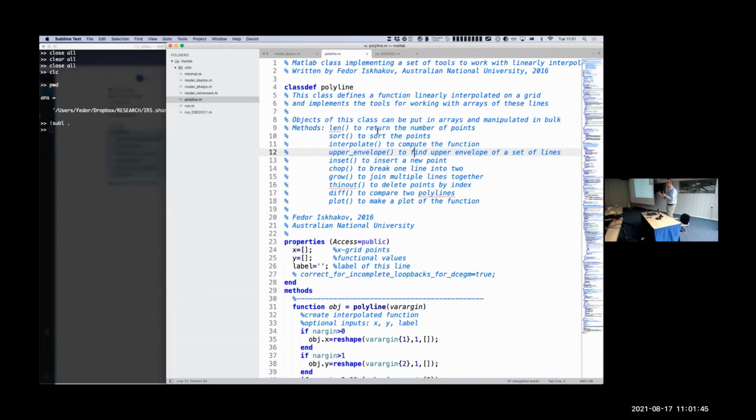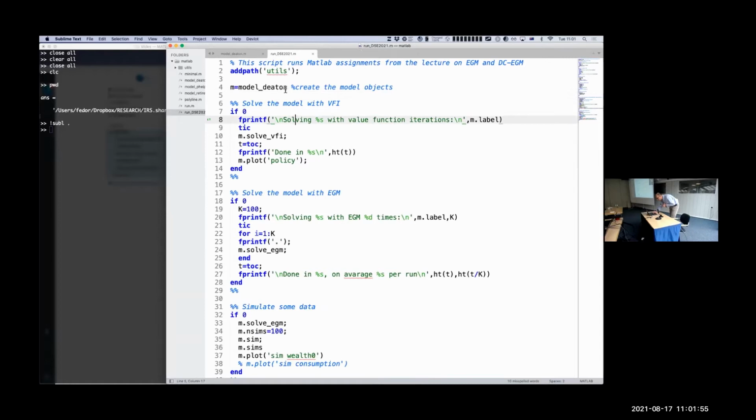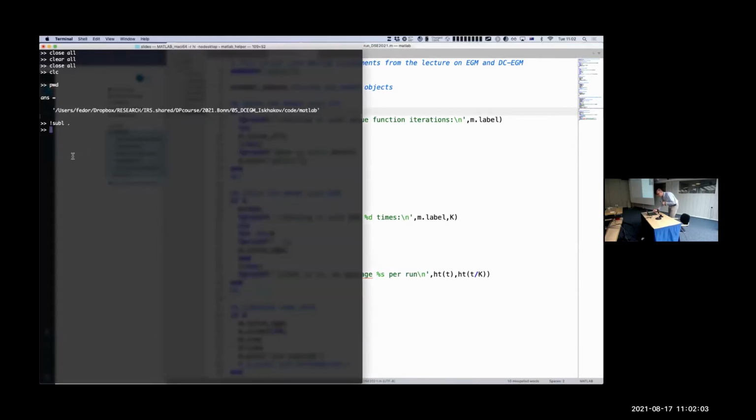In principle, you can see you have all of this code in the repository as well. So anyway, I have this run file for this lecture. We're just going to create the model object here, right, by creating the instance of that class. A little bit of a clunky way to run MATLAB code without the MATLAB graphical interface.